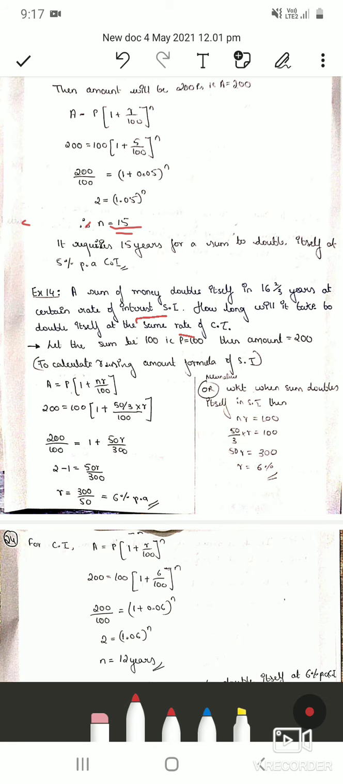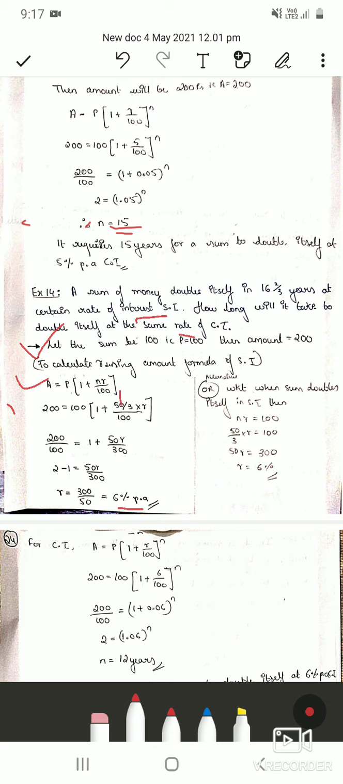So first we will find the rate in simple interest, then the same rate is used for compound interest also. So first let us assume the sum to be 100, that is P equal to 100, then amount is 200 rupees. So this is the formula for simple interest to calculate amount, which is P into 1 plus nR by 100. Hope you guys remember this. So substitute the values, we will get R as 6% per annum.